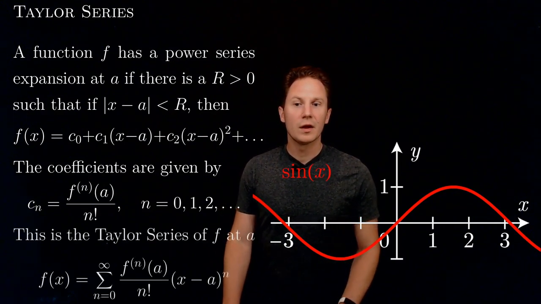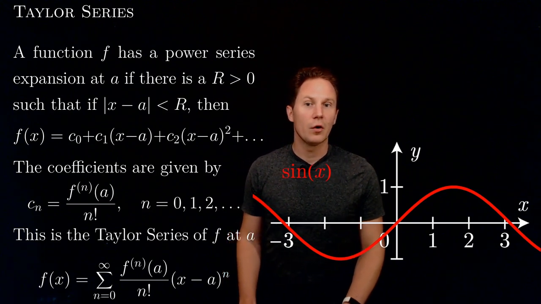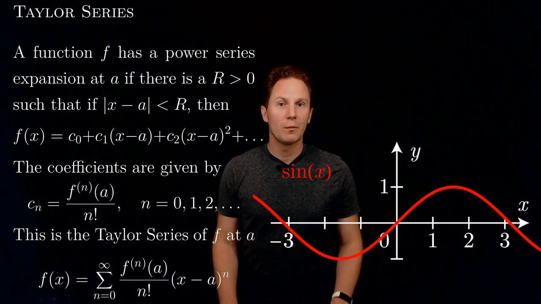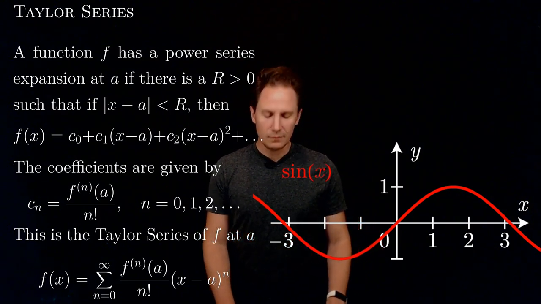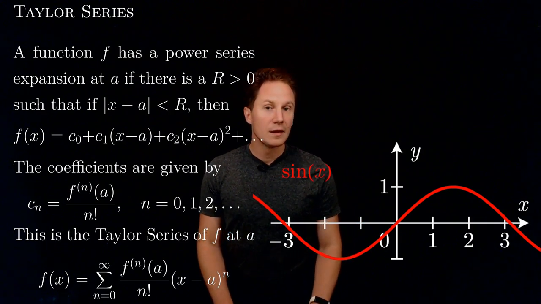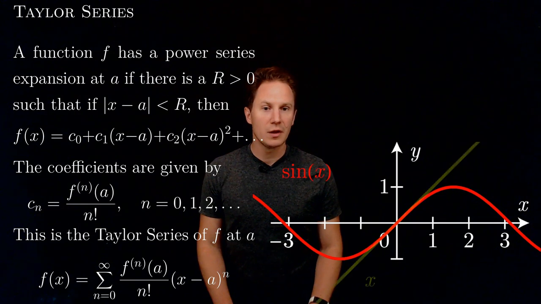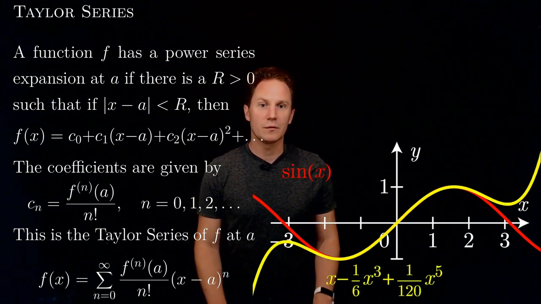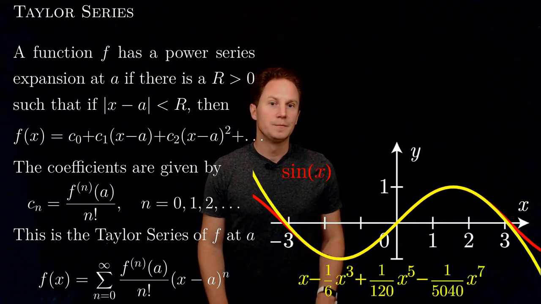Now, this is called the Taylor series of f at a, and we can write it in this sum notation as well. Let me now play the movie again for the sine function. This is what the first few terms added up in the Taylor series of the sine function look like.